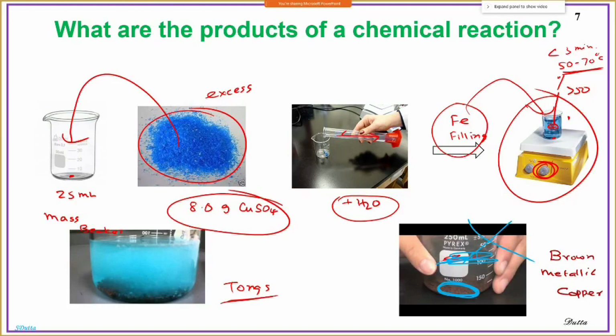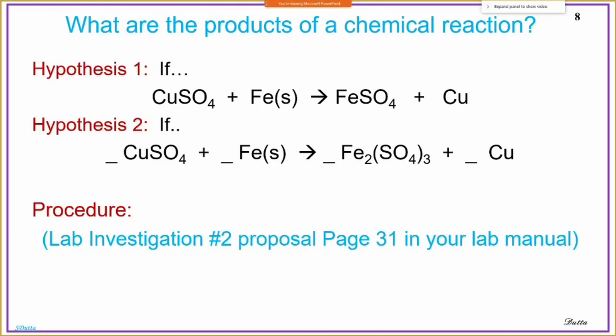Okay, so how do you figure out which reaction took place? Again, if you watch the hypothesis video, you know how to complete the hypothesis. So these are the two possible reactions, hypothesis 1 and hypothesis 2. Now tell me the first one, is it balanced? I have one copper, I have one iron, I have one sulfate. So yes, this is balanced. So it's 1 to 1. Nothing means 1.